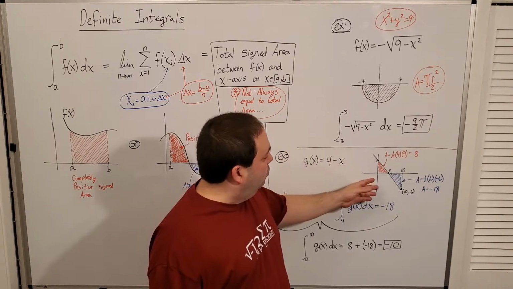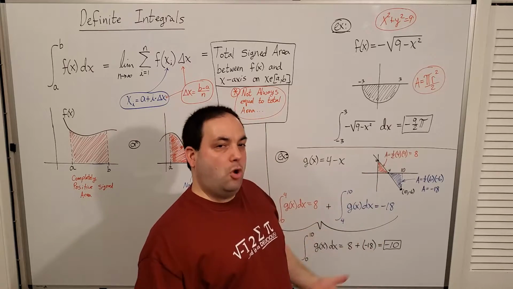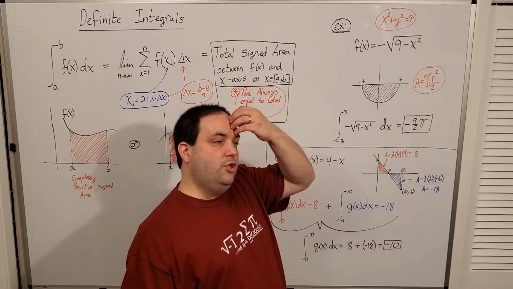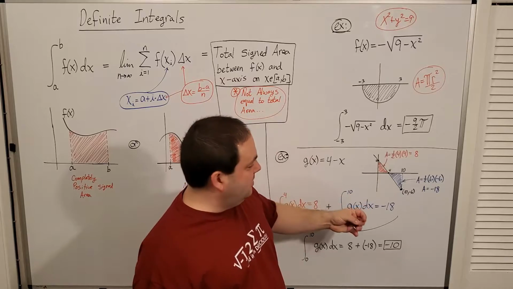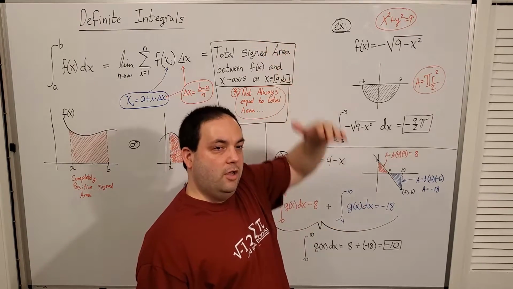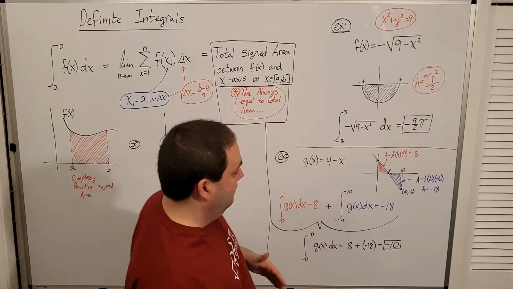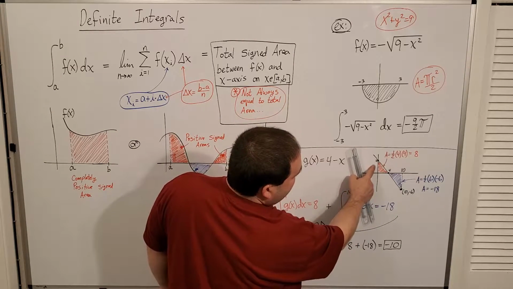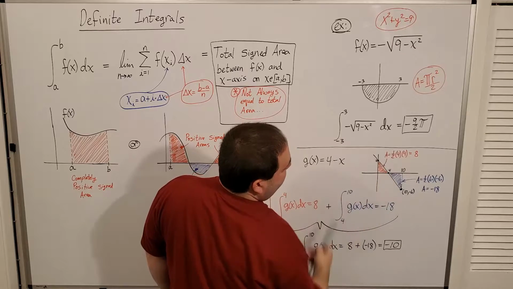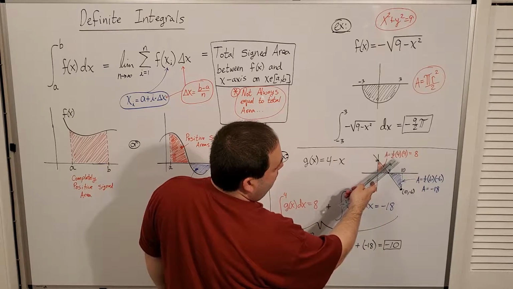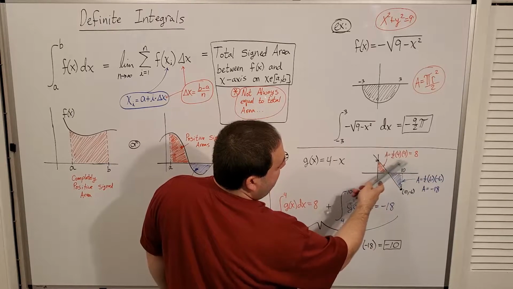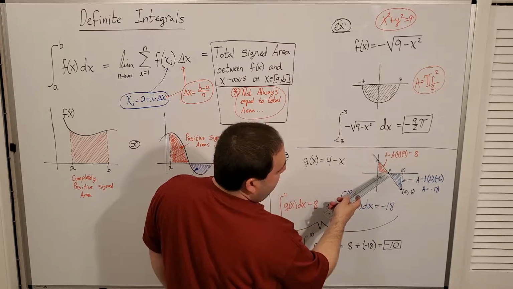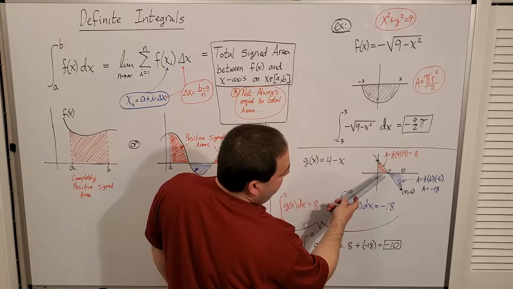I already know the area of some triangle, and then I just need to use my mathematical sense of, is this a positive area or is this a negative area? So right here at the split at the 4, I knew the height was 4, and I knew the width was 4. Area of a triangle is 1/2 base times height. So that's 1/2 of 16, which is 8. 8 is this total area here.